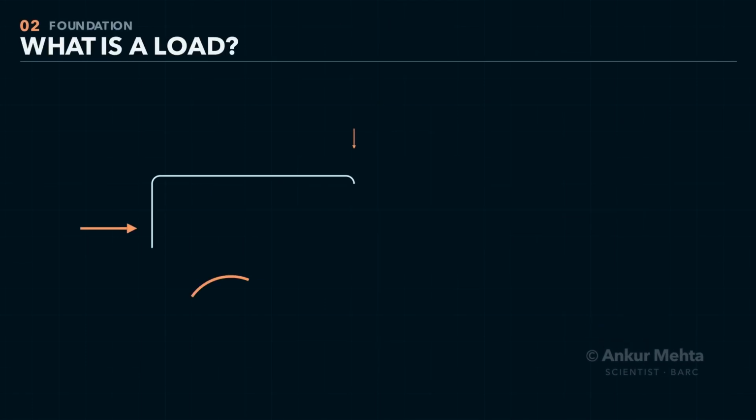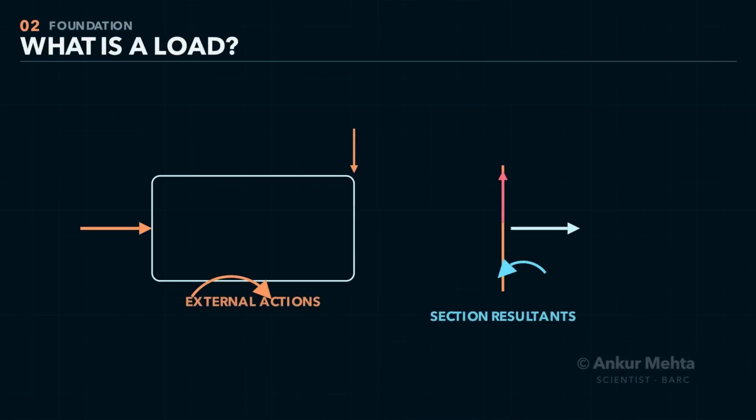A load is an external force, an applied couple, or an imposed action acting on a body or structure. Gravity, fluid pressure, wind, contact forces, thermal restraint, and support reactions can all influence structural response. We first isolate the body with a free body diagram. External loads and reactions act on that isolated body. If we cut through it, internal axial force, shear force, bending moment, and torque become visible at the section.